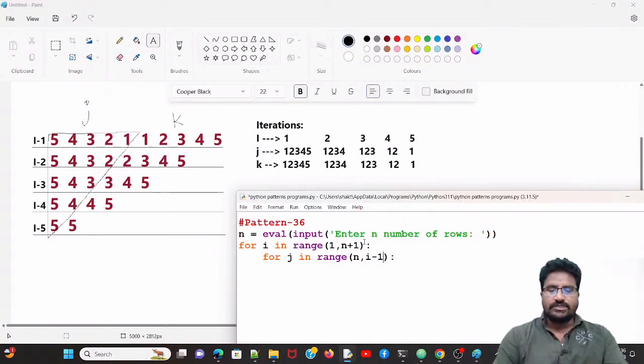And decreasing, right? Decreasing means what? Minus 1. Decrease means minus 1, right? So decreasing means we take the minus 1. Let me take that j value printing. And I will tell you now these j values.